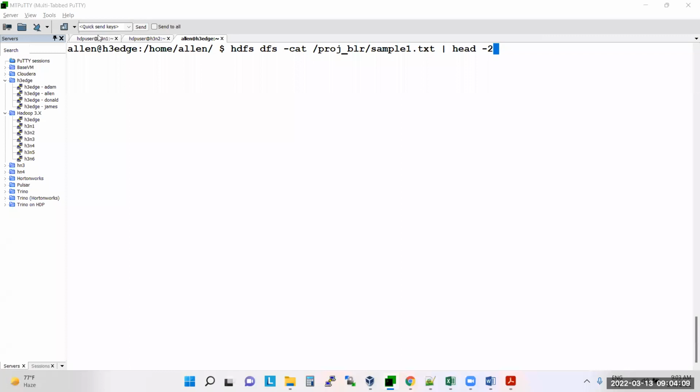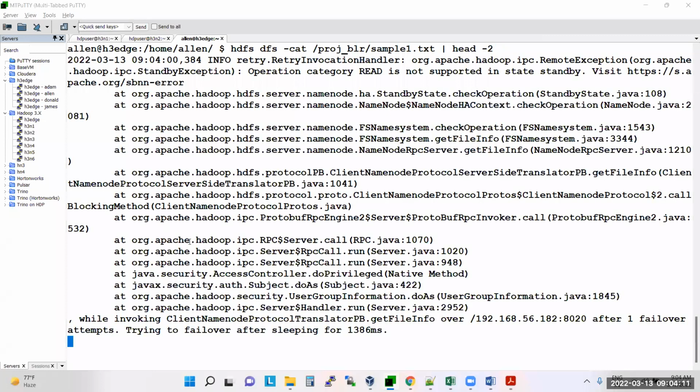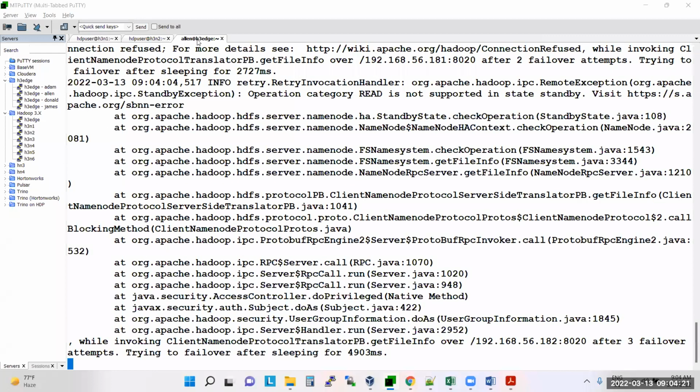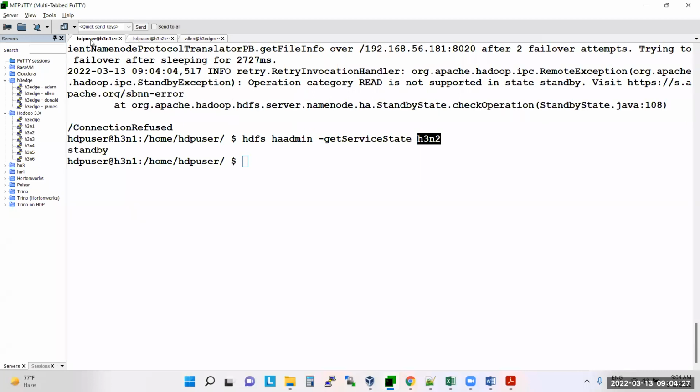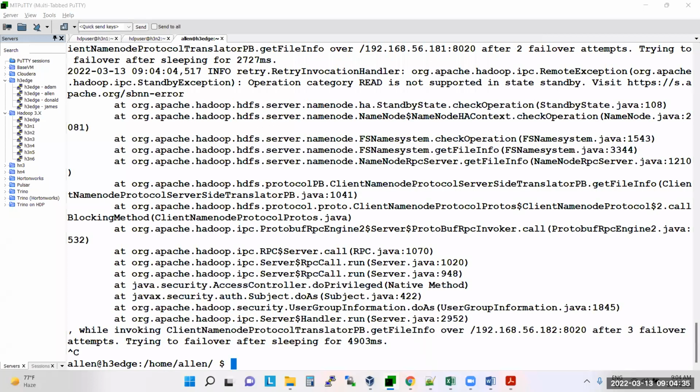So what will I do now? Since there is an issue with name node 1 and it is down, can I make name node 2 active? Now Anil is facing this issue, so immediately Anil will contact the Hadoop admin. The Hadoop admin will check the status of the name nodes. One is down, the other one is standby. So what will the Hadoop admin do?